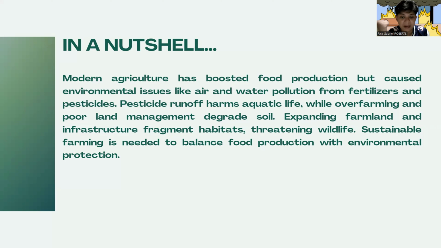Farming and poor land management have caused soil degradation, reducing the land's ability to grow crops and support livestock. Additionally, expanding farmland and infrastructure has caused habitat fragmentation, breaking up large natural areas and threatening wildlife. These issues highlight the need for more sustainable farming practices, also to balance food production with environmental protection.